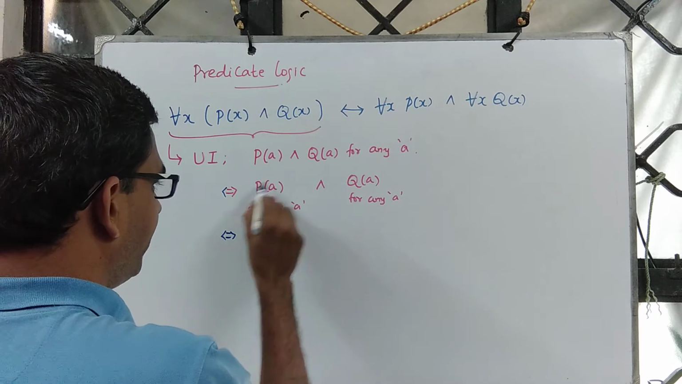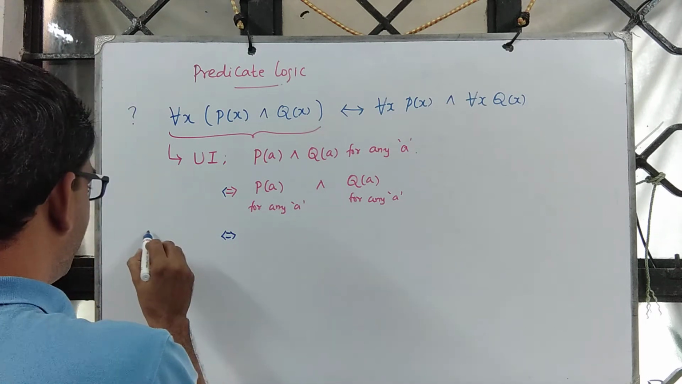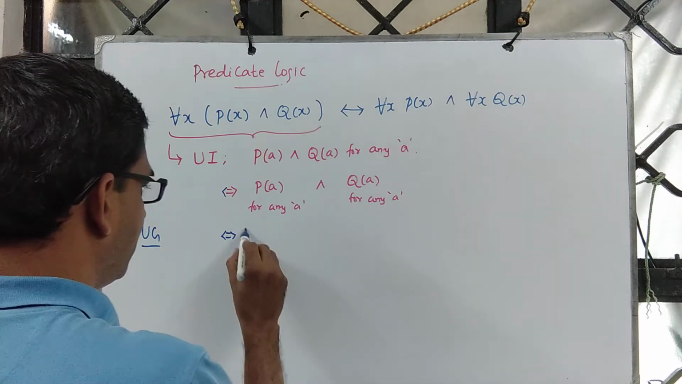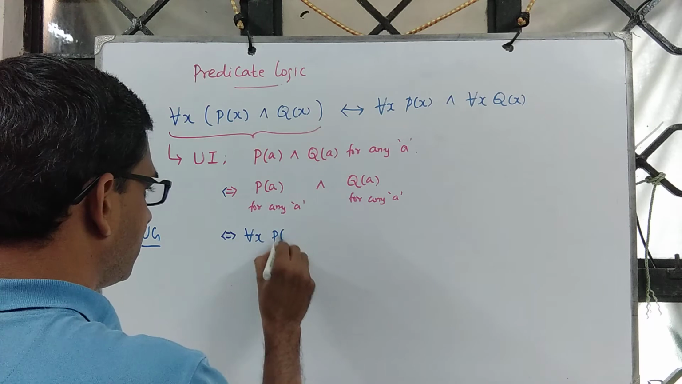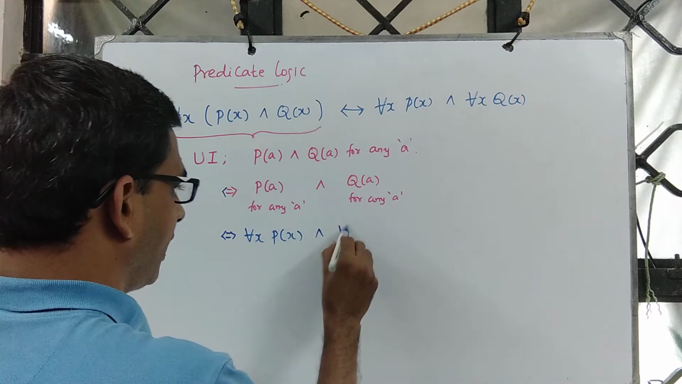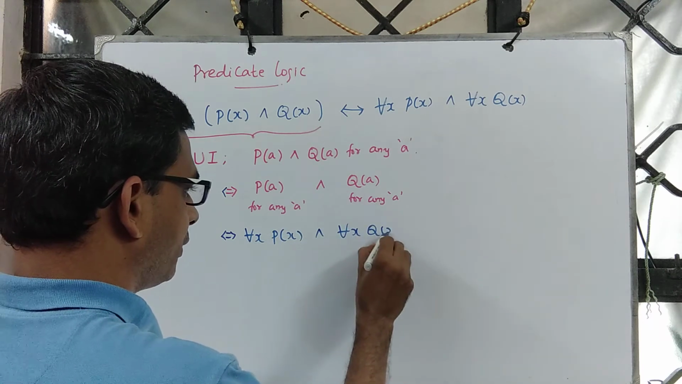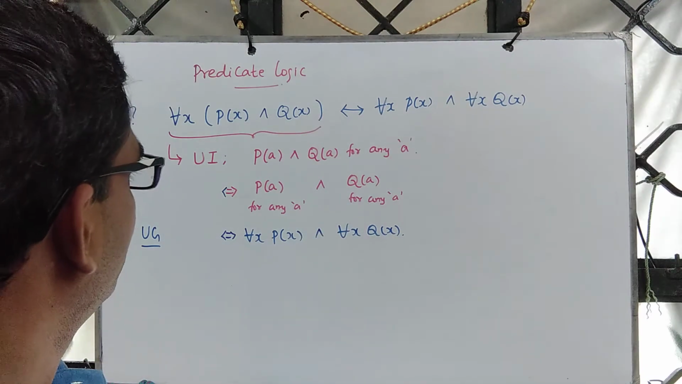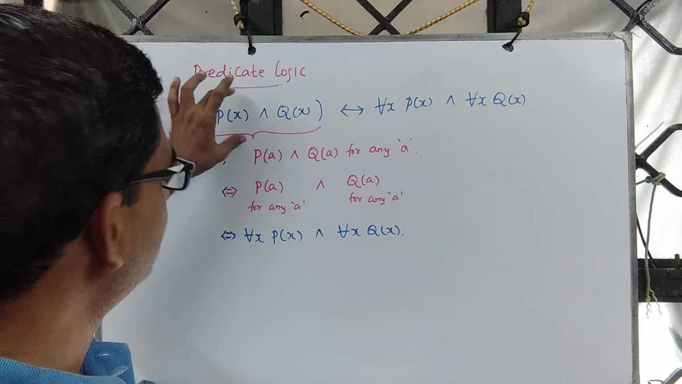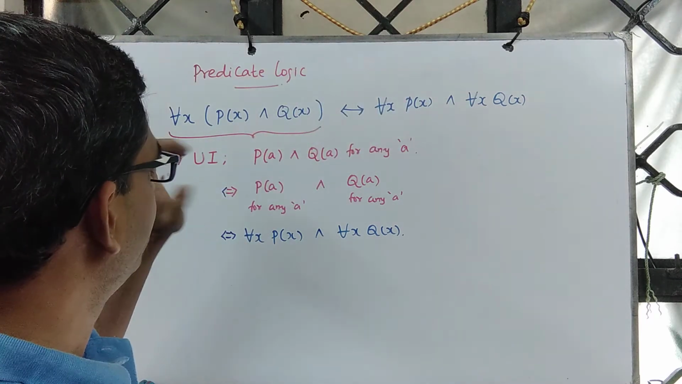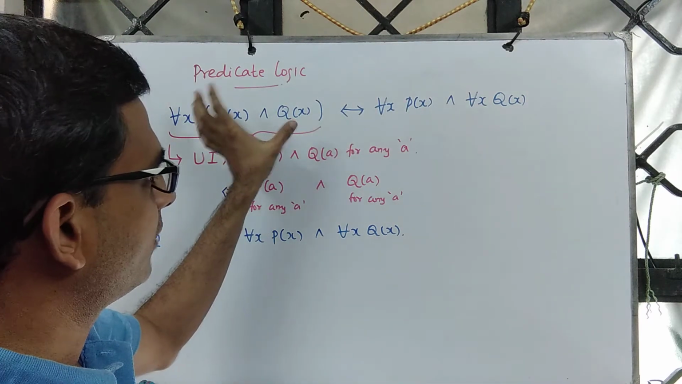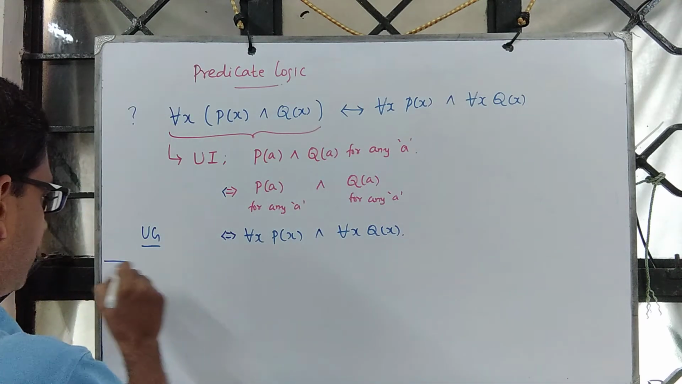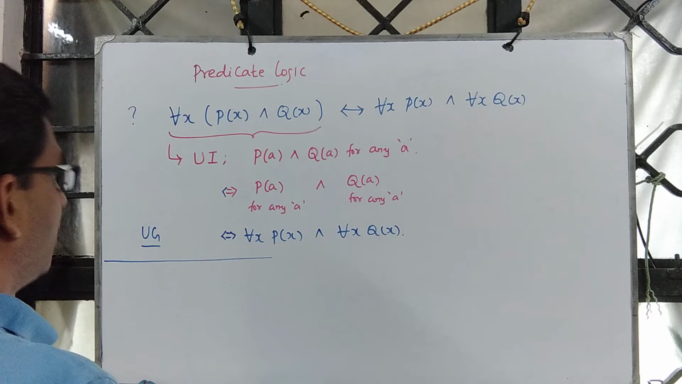Now p of a for any a, so perform universal generalization. Then this becomes for all x, p of x and for all x, q of x. So now this says that this and this are equivalent. So in a context, if this appears, you can replace that with this or vice versa. Now let's look at this.